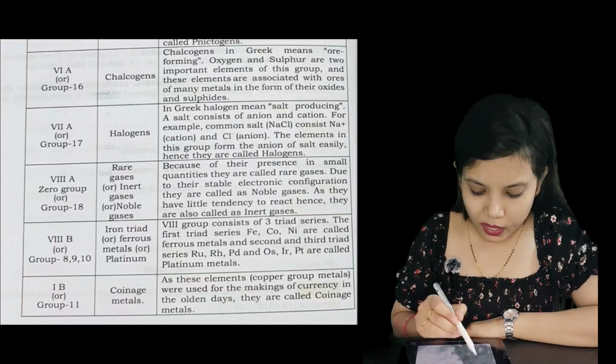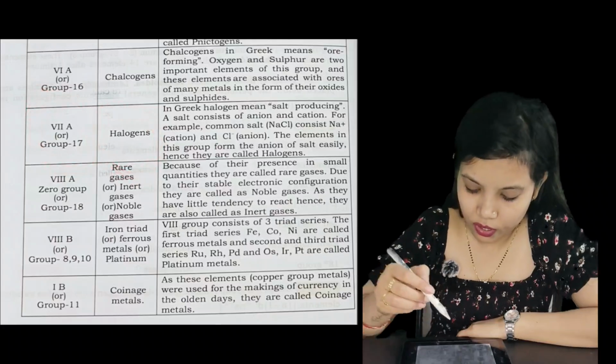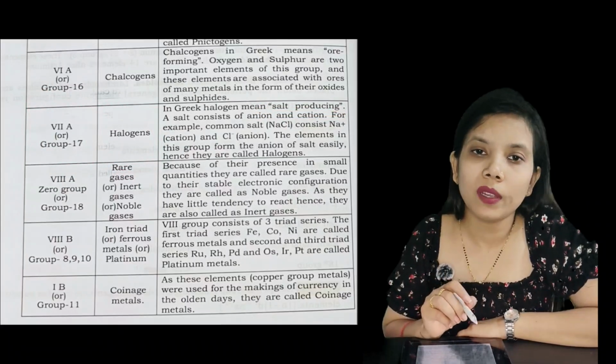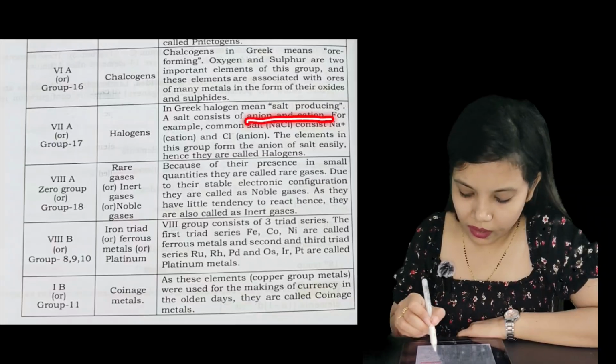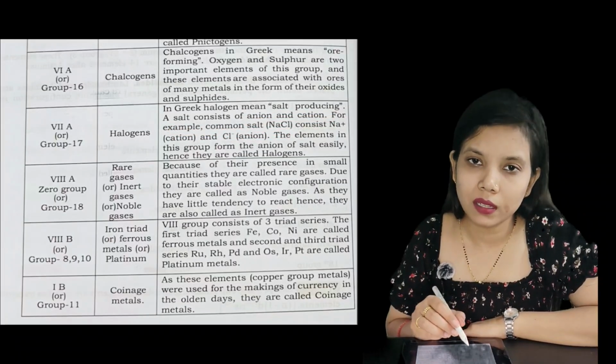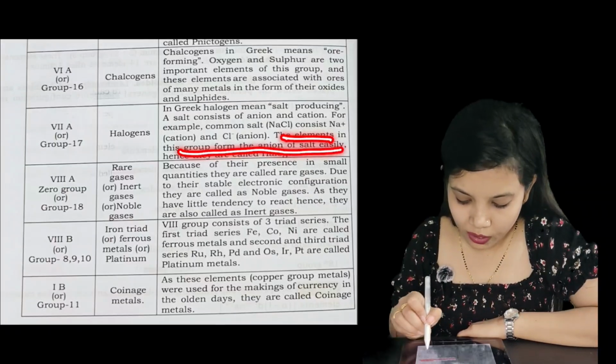Okay, coming to group 17, they are known as halogens. In Greek, halogen means salt producing. A salt has two parts, one is anion and the other is cation. For example, NaCl has two parts: one is Na plus and the other is Cl minus. So the elements in this group form the anion of salt easily.